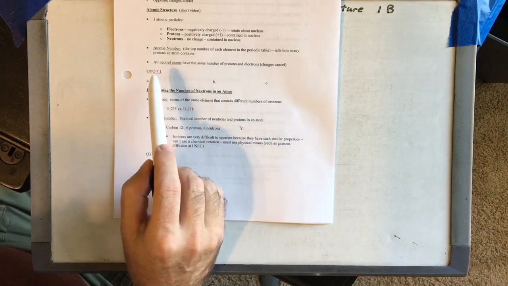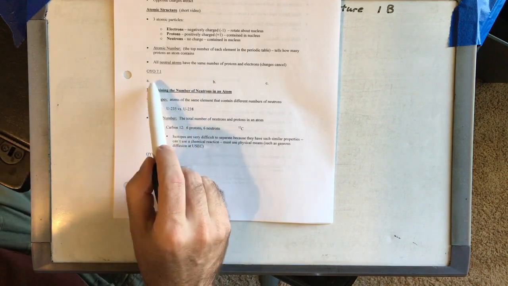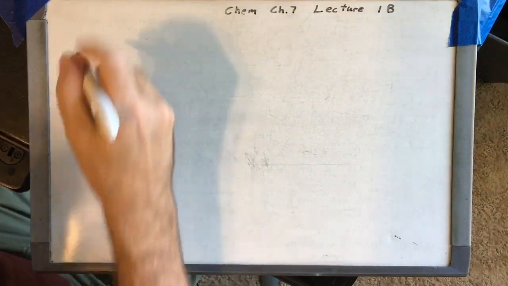So open up your book to page 206, and we will look at 7.1, and you can fill out parts A, B, and C.